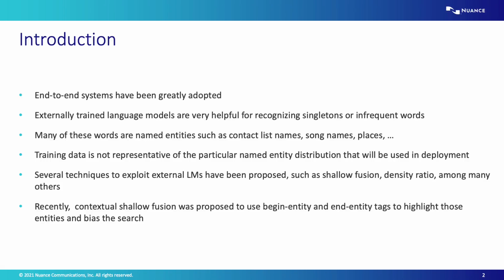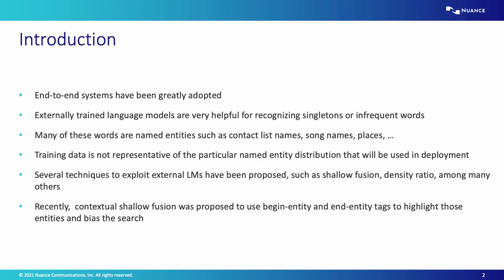In this work, we improved the recognition accuracy of name entities within end-to-end systems. These systems have been greatly adopted by the literature and the industry, but they complicate the integration with external language models, and these language models are extremely helpful for recognizing singleton or infrequent words and phrases, many of which are name entities such as contact list names or song names.